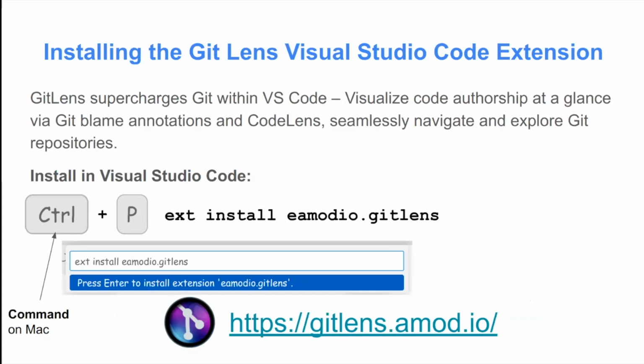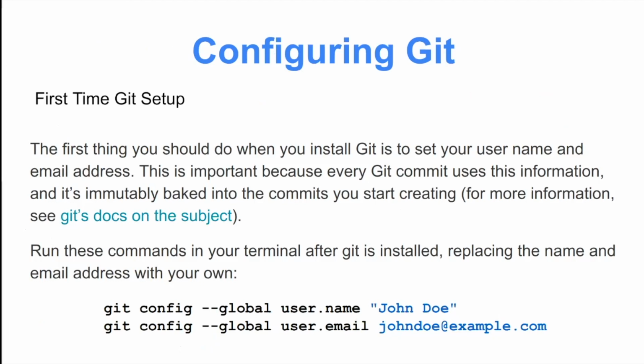This is a third-party open source extension for Visual Studio Code, and it has a lot of deeper integrations with Git and GitHub. It will show things like who wrote a line of code when you're looking at the code base, and it also has some very nice visualizations for viewing the history of your code, among other features.